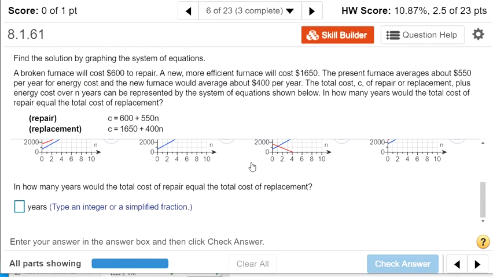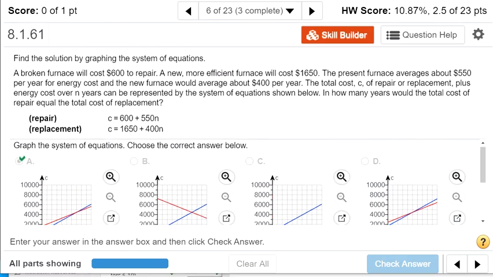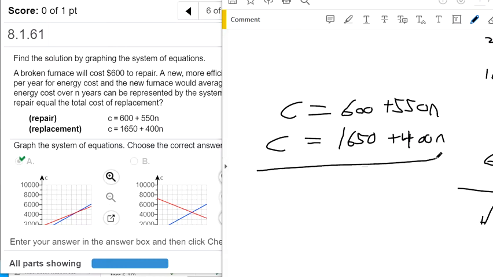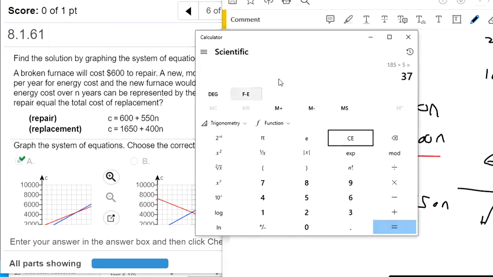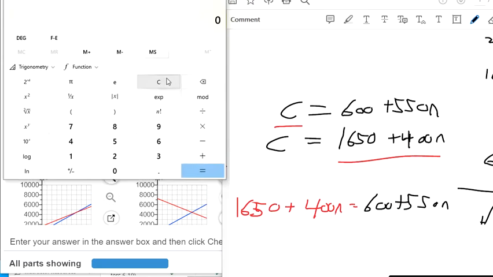This is how many years would a total cost of repair equal the total cost of replacement? So we're wondering, when do they catch up with one another? So what you need to do for that is to solve it like a system of equations. This one lends itself to substitution. Plug the 1,650 plus 400n in for C in the top equation. Okay, and then I'll let you solve that equation. Check out the solving by substitution videos if you haven't done this before.